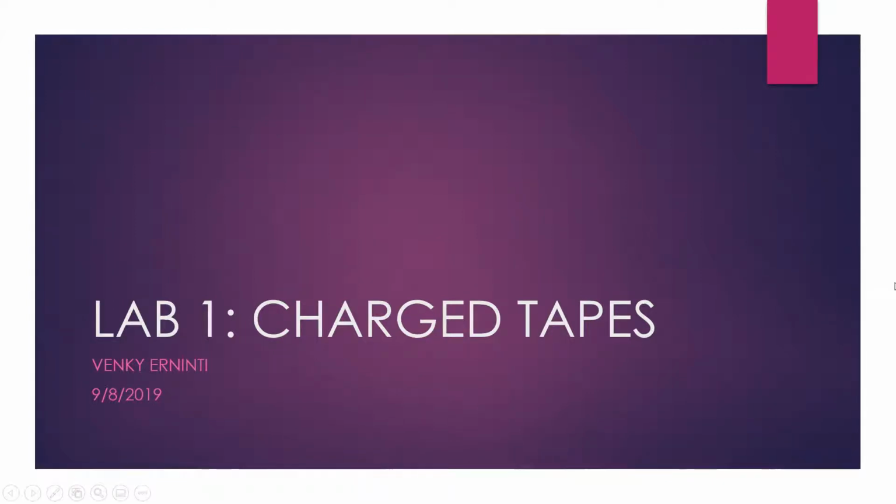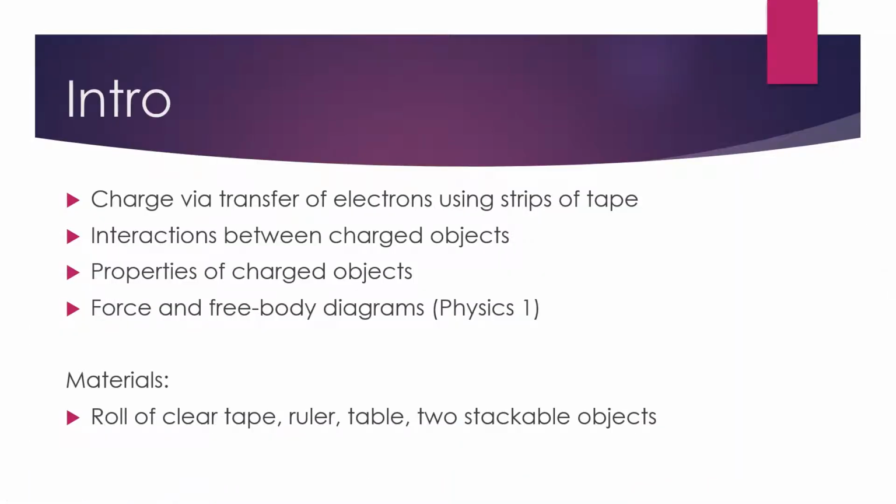Lab 1, charge tapes. In this lab, we investigated charge via transfer of electrons using strips of tape. Then we looked at the interactions between these strips of tape and other objects, and with these interactions, we determined the properties of these charged objects. Also, we revisited concepts in Physics 1, such as force and free body diagrams. The materials for this experiment include a roll of clear tape, ruler, table, and 2 stackable objects.